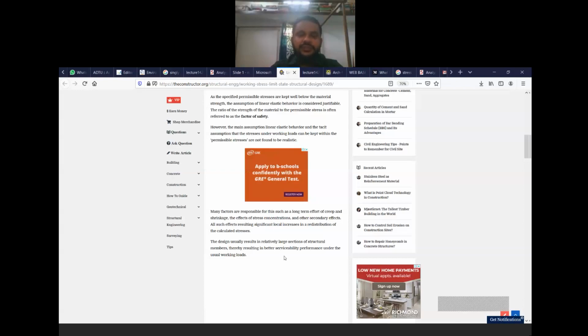After using this working stress method, people realized that the cost of construction is very high and the size of the members is also very big. Because of these reasons, in later years, people thought that they must develop this method, because otherwise the cost of construction would be very high, the structure would not be safe, and the member sizes would be very big.